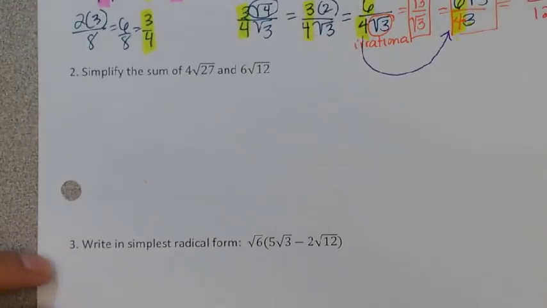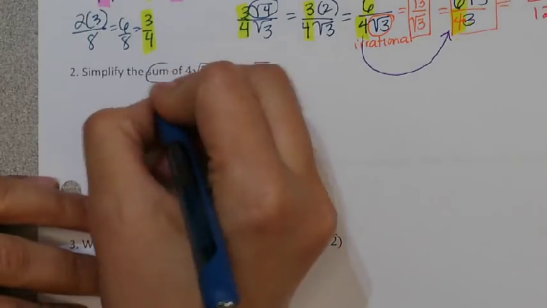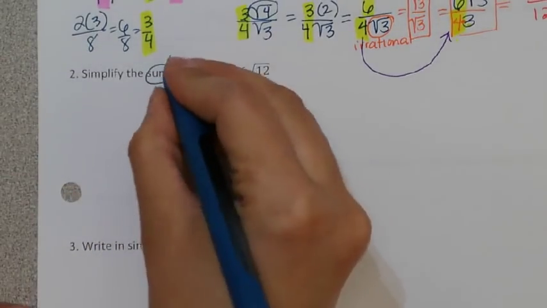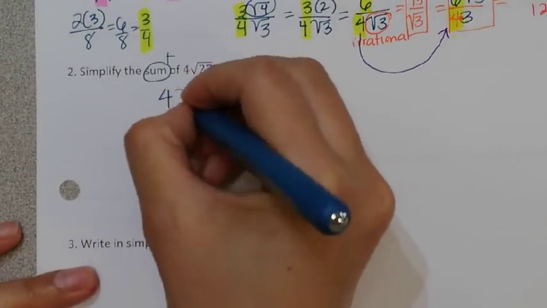Let's go ahead and go to number 2. Simplify the sum of 4 square roots of 27 and 6 square roots of 12. So I already know I'm adding here. Sum means plus. I'm adding these two.